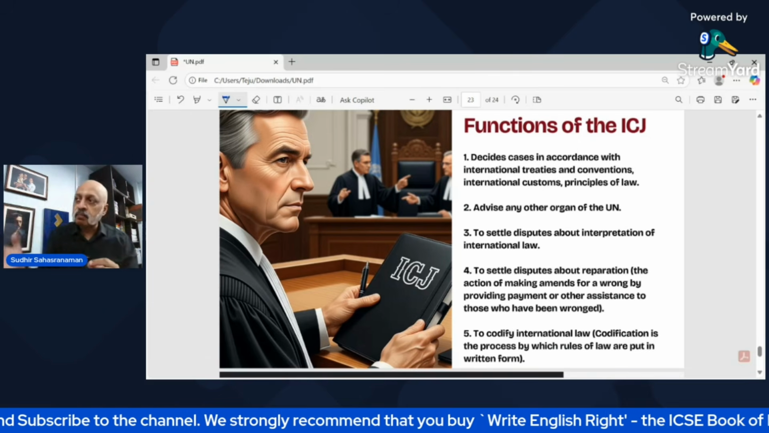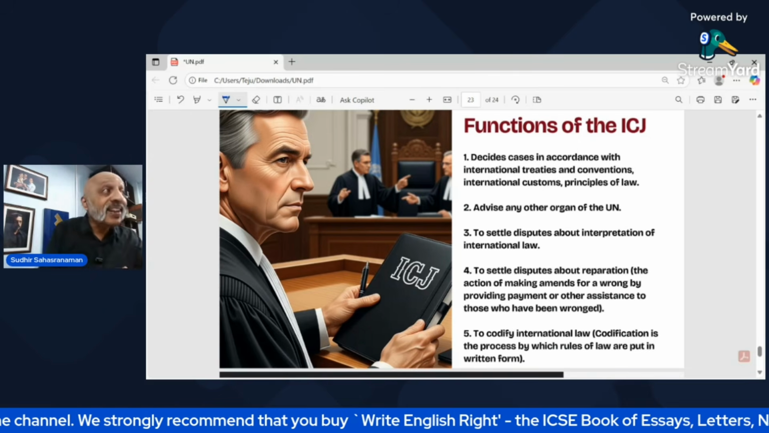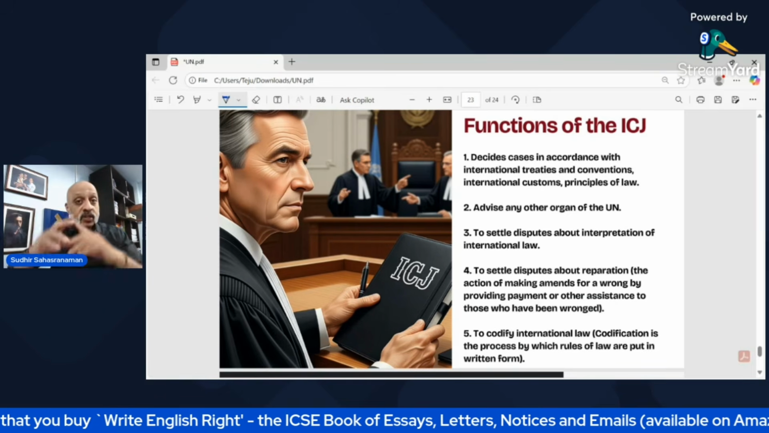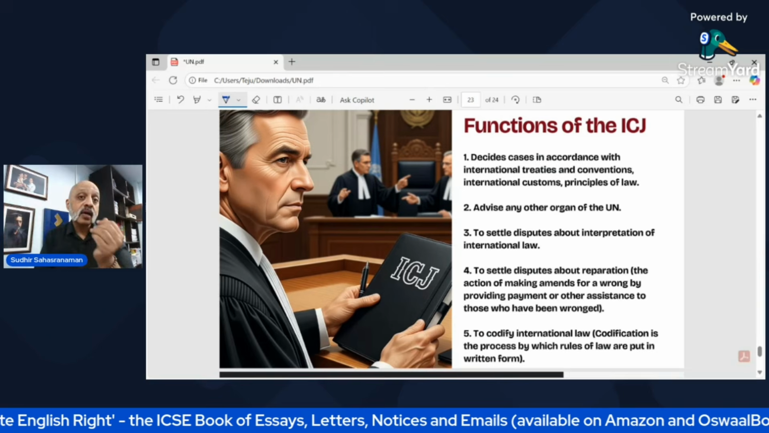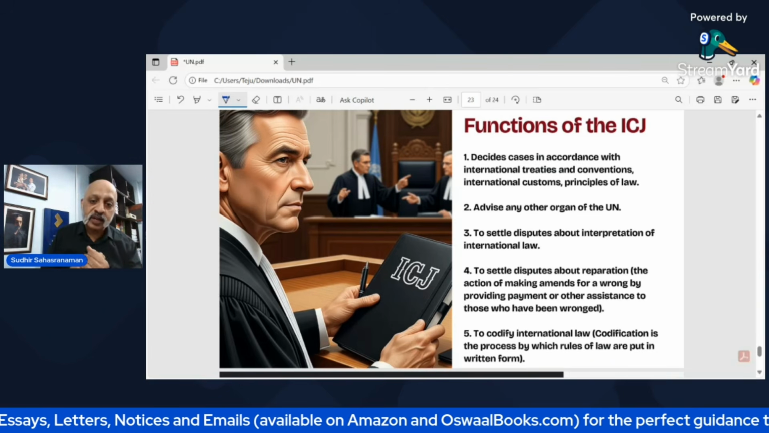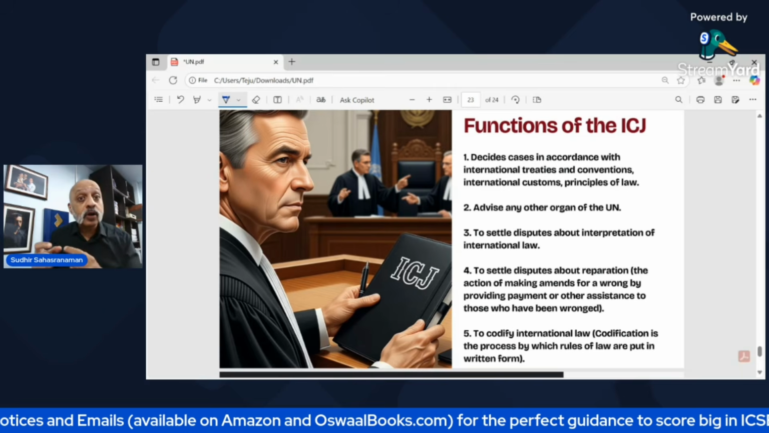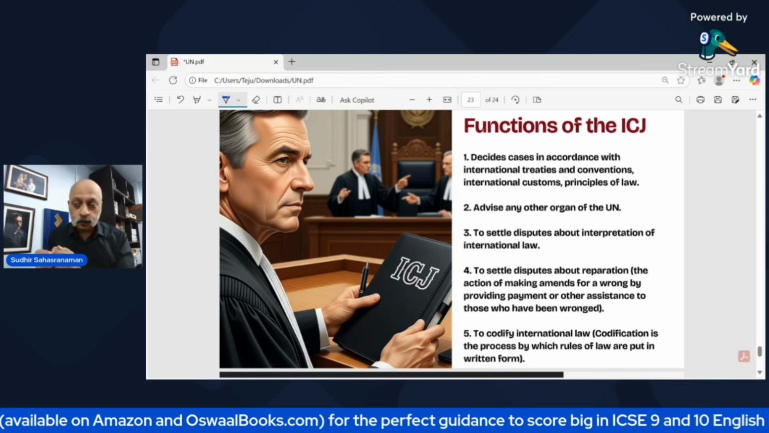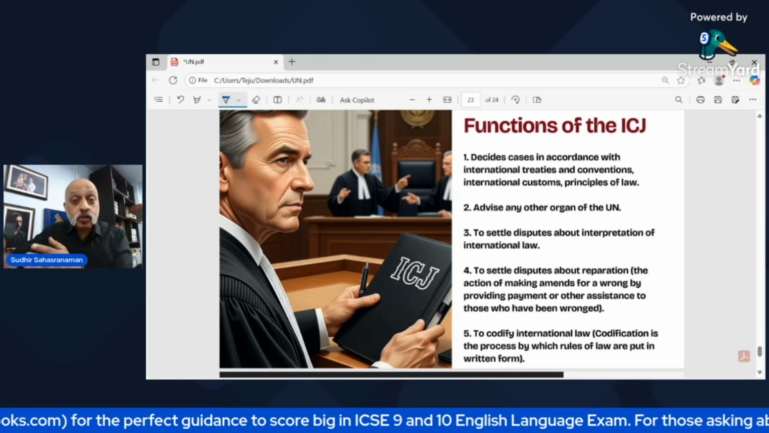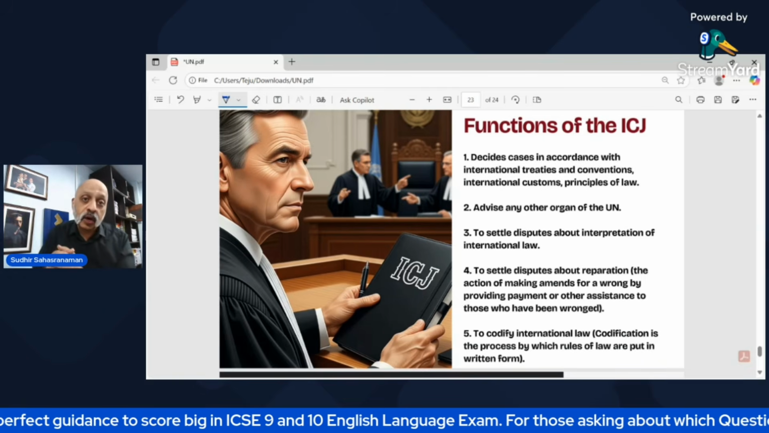For example, the General Assembly or Security Council wants a legal opinion. They will send it to the ICJ, and the ICJ, with its 15 judges, will advise whichever body of the United Nations has asked for their advice. They will settle disputes about interpretation of international law, that is, how the international law has to be interpreted so that it is fair to both the countries who are in dispute.